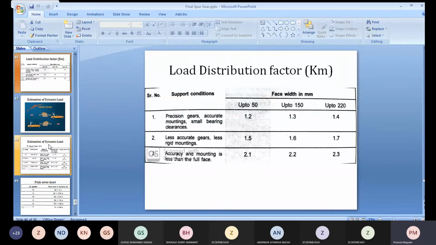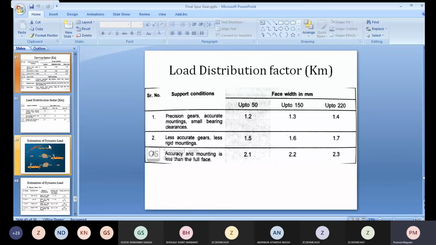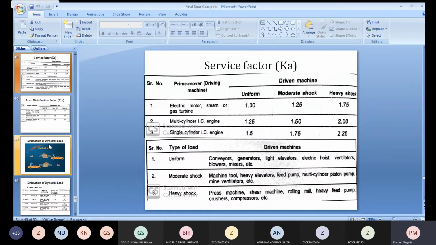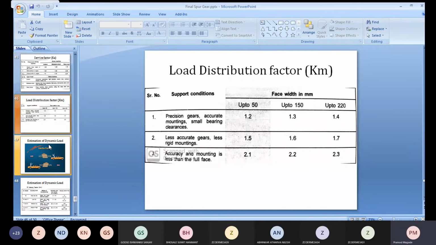Many times they will not give these values and chart also. Now what to do? In that case, we'll have to consider Ka and Km as 1. Remember this, because you can see in both charts that all the values are situated nearby 1. So if it is not given in the exam, in that case we are expected to take the Ka and Km values as 1. Is that understood?